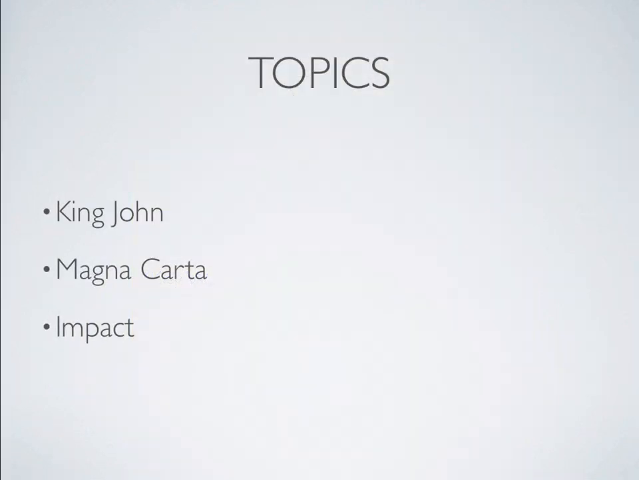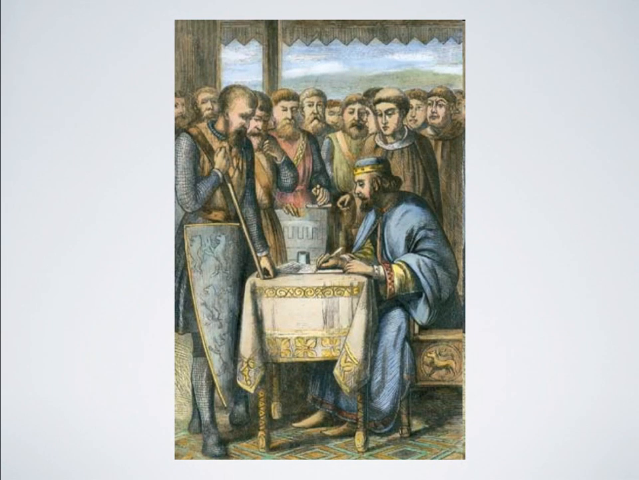In today's lecture, we're going to be talking about King John, the Magna Carta, and the impact the Magna Carta had. Let's take a look at this picture here. In this scene, we see noblemen and yes, even some church members in the background, as King John in the foreground is being forced to sign the Magna Carta. That's right, in 1215, the king was forced to sign the Magna Carta. He either signed it or he lost England.